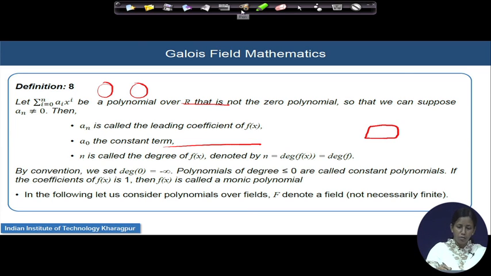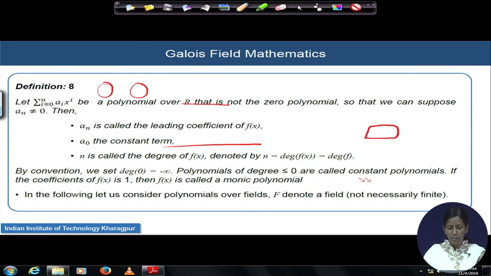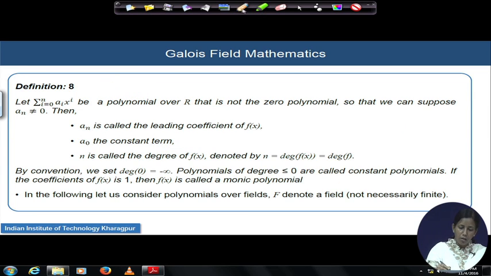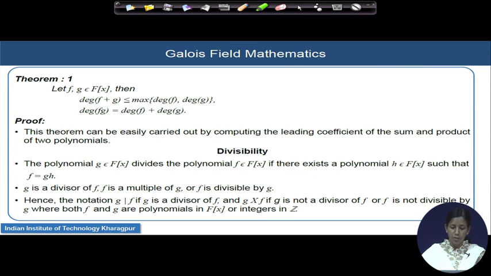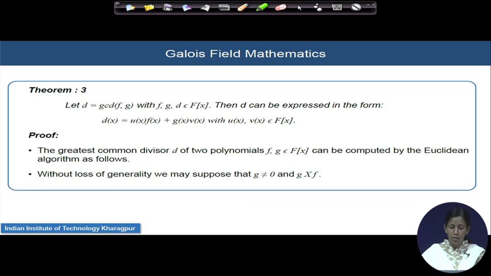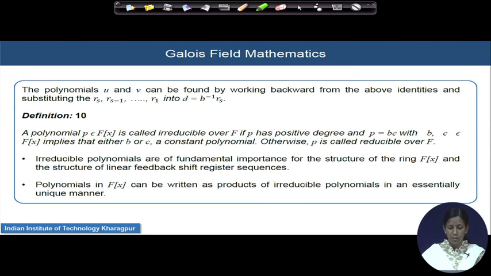So, the constant polynomials were defined where the degree is less than or equal to 0, and with that understanding, if p is equal to b into c, where b and c are both constant polynomials, then it will be true that p cannot be divided, it is irreducible over that field capital F, and otherwise you could reduce it.